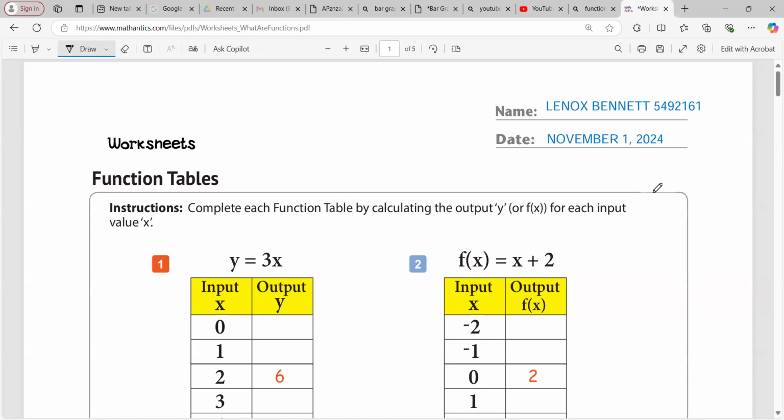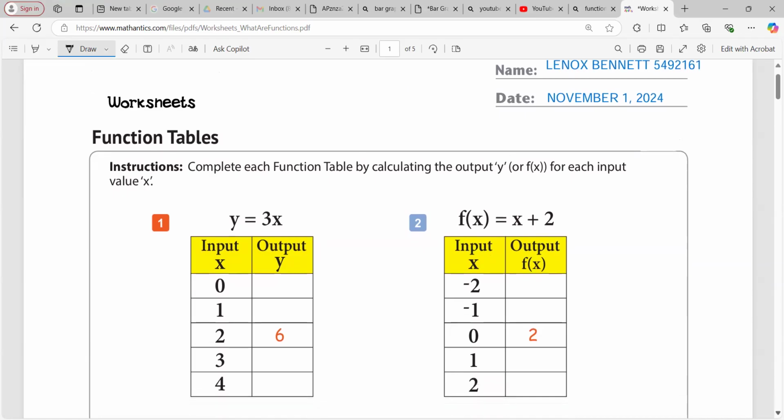All right, so it says functions, tables. Complete each function table by calculating the output y or f of x for each input of the value x. All right, so let's start with number one. One is already done for us, well, one part of number one, right? So when x is 0, what would be y?